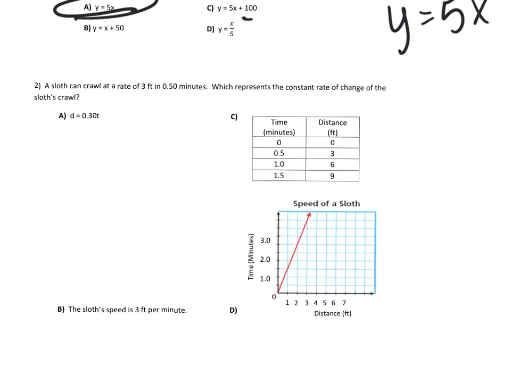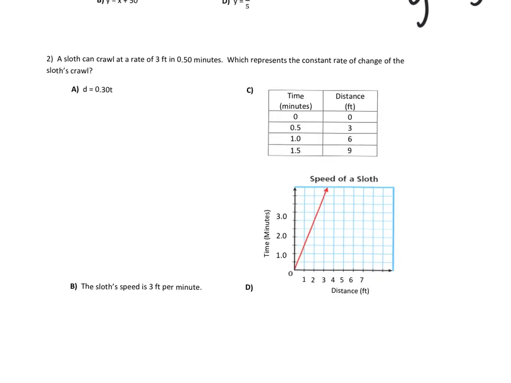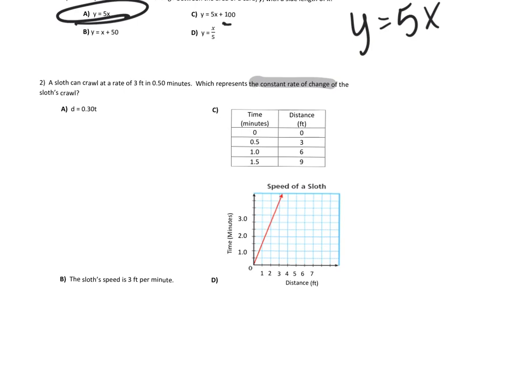Okay, number 2. A sloth can crawl at a rate of 3 feet in 0.5 minutes. Which represents the constant rate of change? Okay, so here's that saying, constant rate of change. I'm going to set it up as a proportion. That's what we did on the first one. That's what we need to do here. So we're going to say feet over minutes, 3 over 0.5. You could divide this, but I really want to know what it is for 1 minute, because constant rate of change is generally some kind of unit rate.